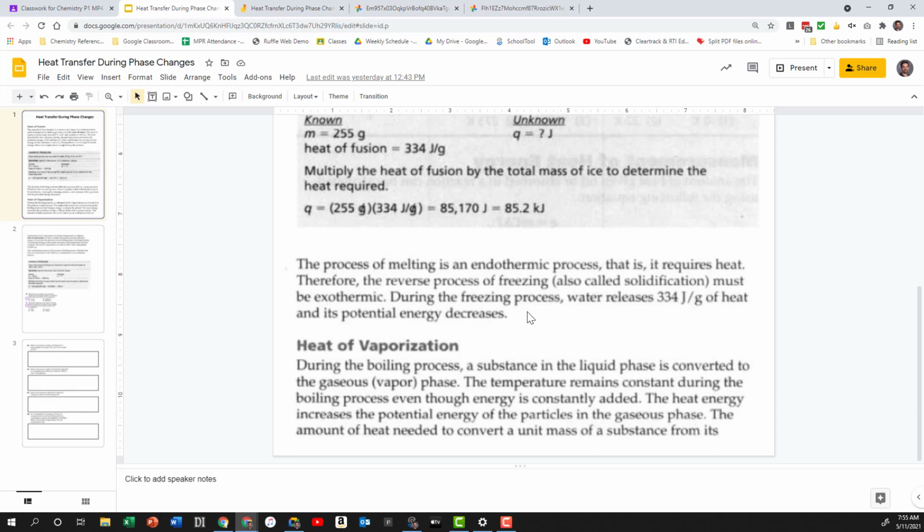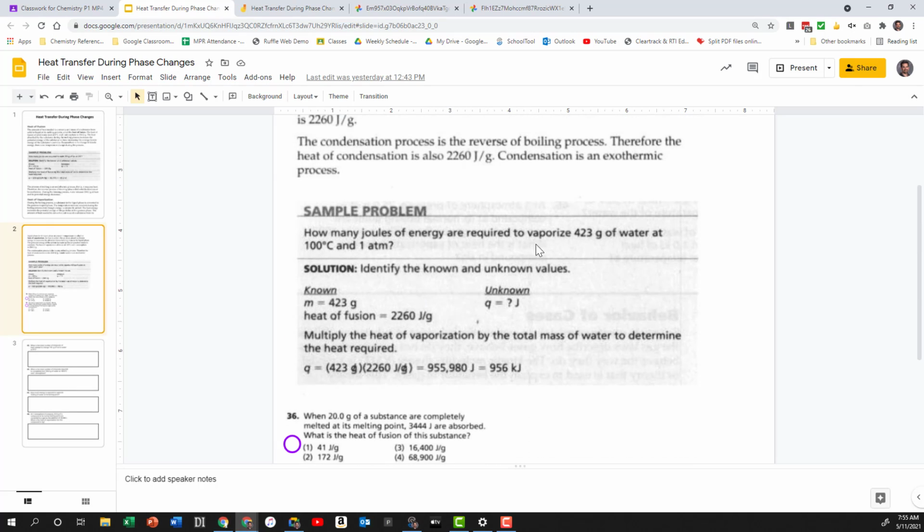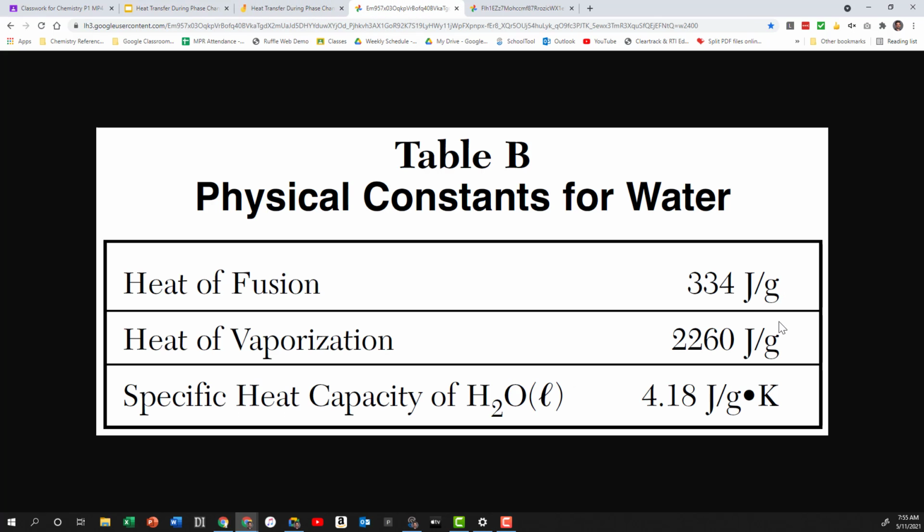You could also do that for vaporization. How much does it require to vaporize 423 grams of water at 100 degrees C? Again, the 100 degrees C does not need to be told to you. It's extra information. Simply, again, multiply those two together. Note that it takes a lot more energy to vaporize water than it does to melt the water. A lot more energy per gram.